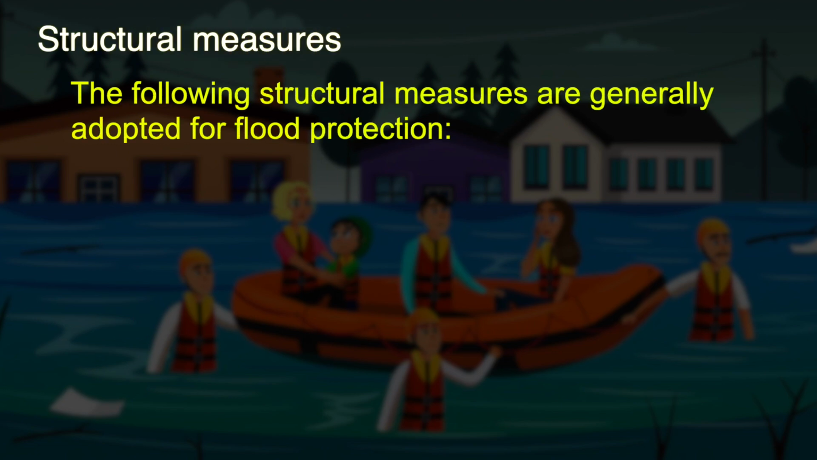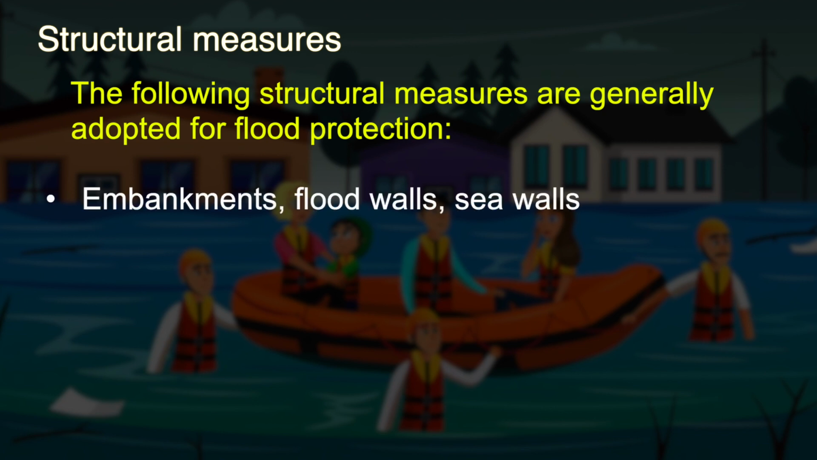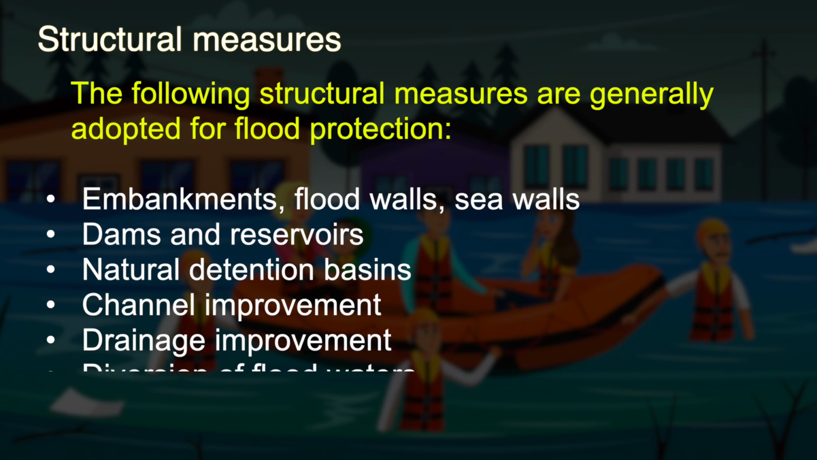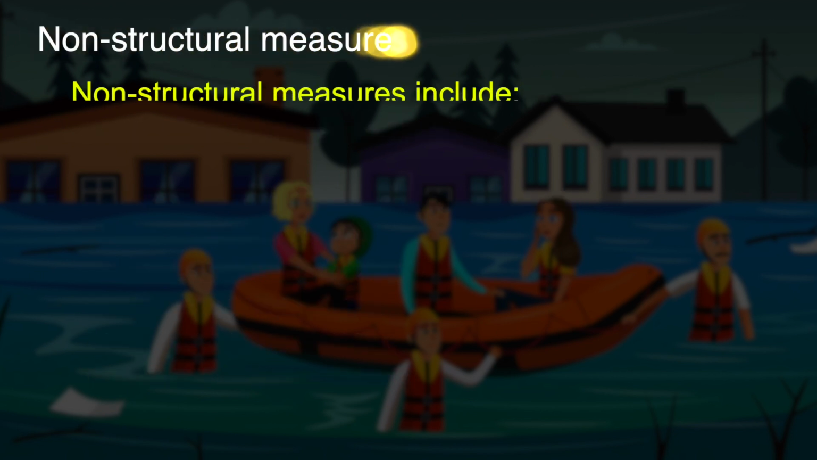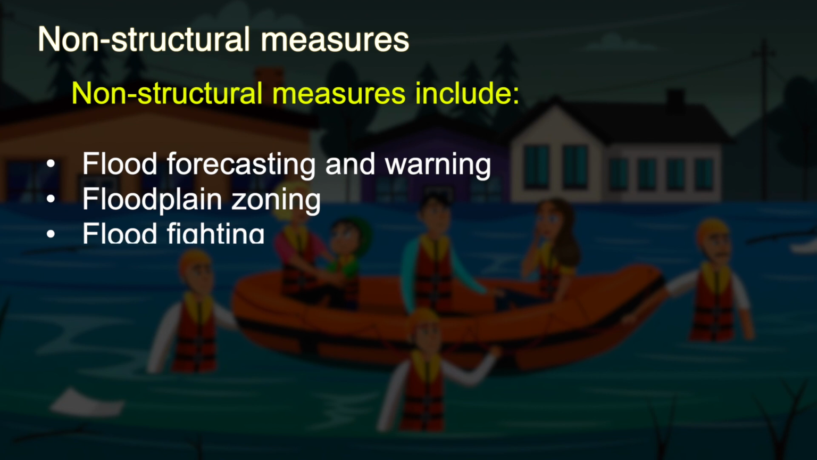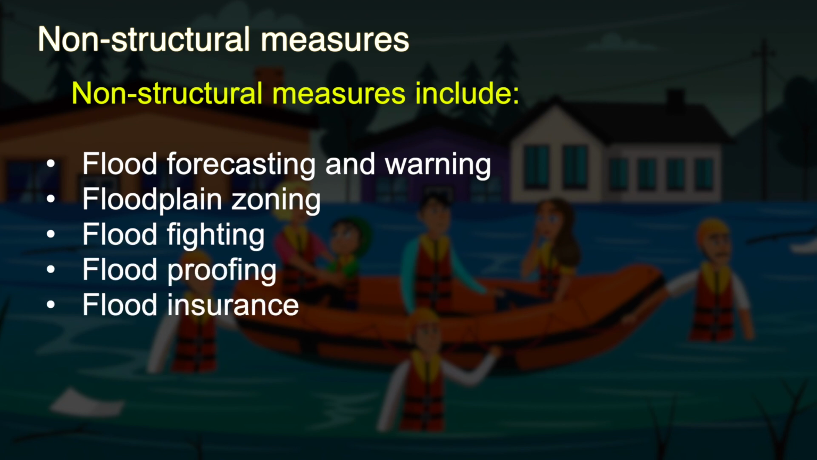The structural measures generally adopted for flood protection include embankments, flood walls, sea walls, dams and reservoirs, natural detention basins, channel improvement, drainage improvement, diversion of the flood waters. And now let's look at some of the non-structural measures. Non-structural measures include flood forecasting and warning, floodplain zoning, flood fighting, flood proofing, and flood insurance.